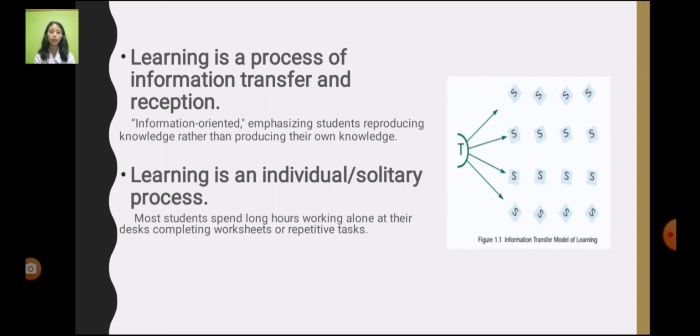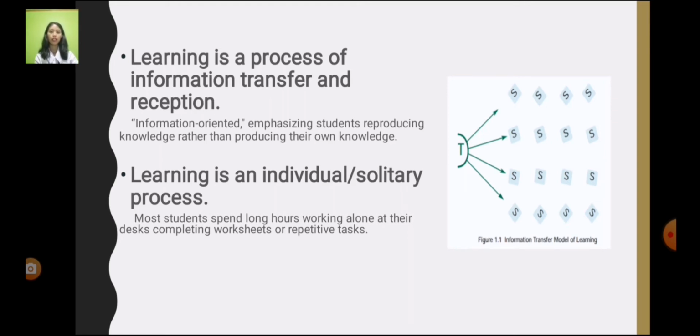In this figure 1.1, Information Transfer Model of Learning, it shows that the teacher is the expert for everything the students need to know. This is the teacher-centered approach, or simply the spoon-feeding approach.